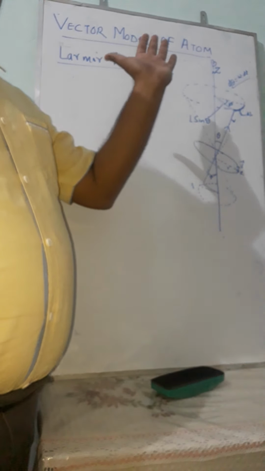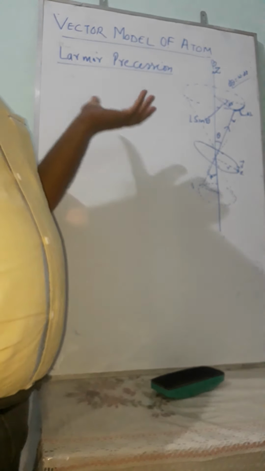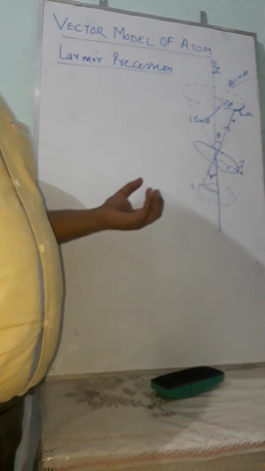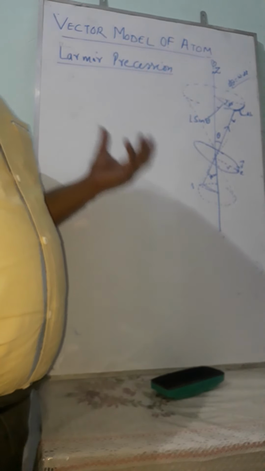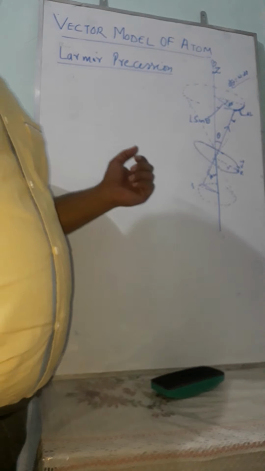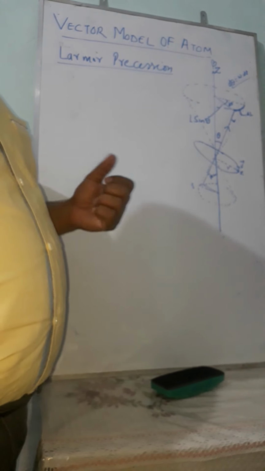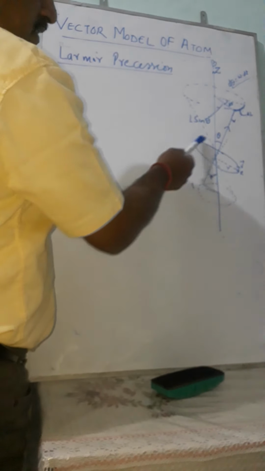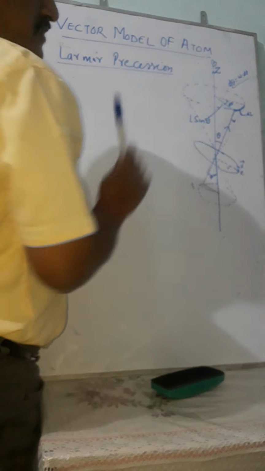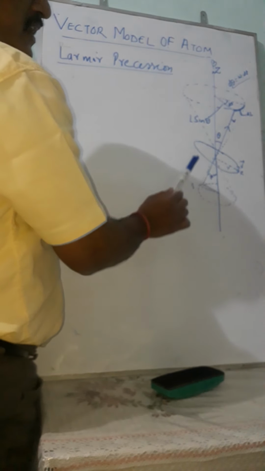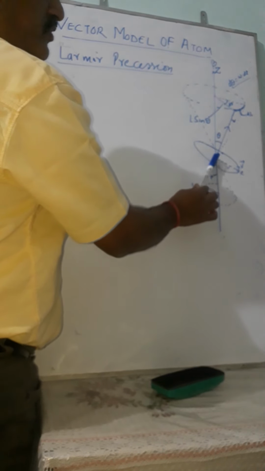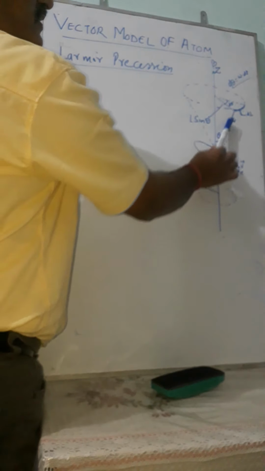Let's discuss the Larmor precession, which is in continuation with the vector model of atom. As we have already discussed in the previous video about the magnetic moment and orbital angular momentum of an electron revolving around the nucleus in any circular orbit. Here also, the electron is revolving around the nucleus in a circular orbit of radius r with velocity v, such that its orbital angular momentum is directed perpendicular to the direction of velocity as well as the radius vector, so the angular momentum is directed along this direction.